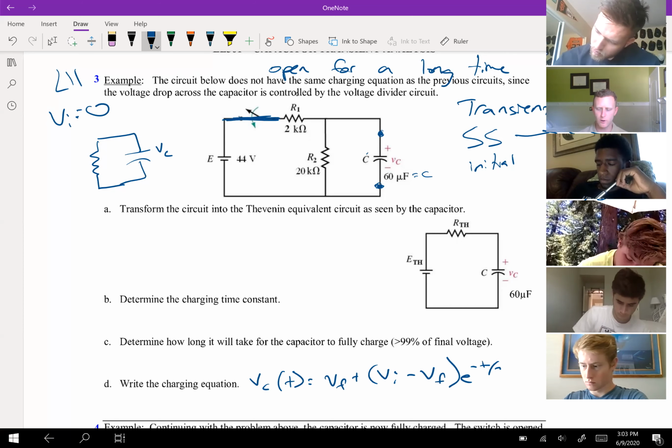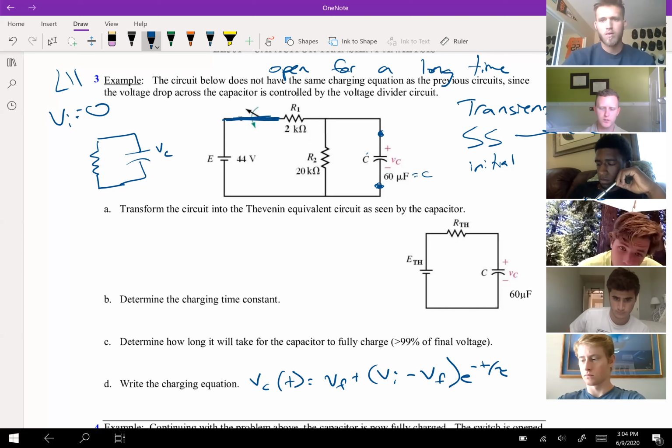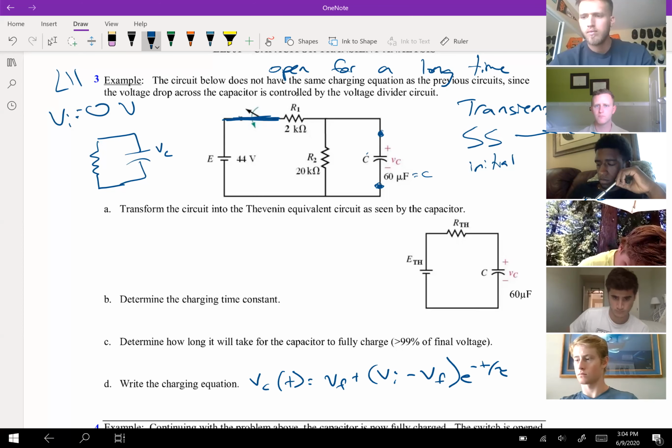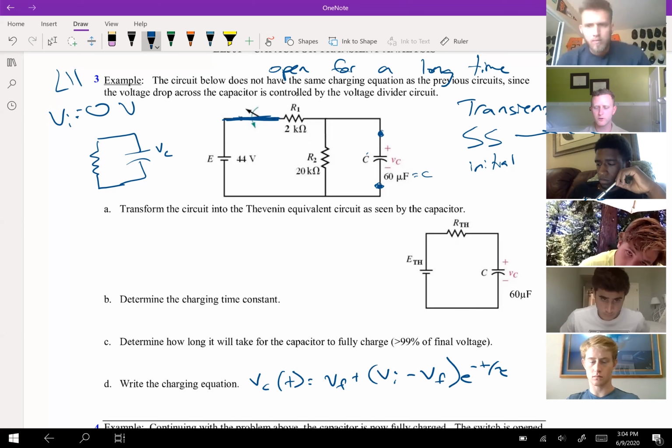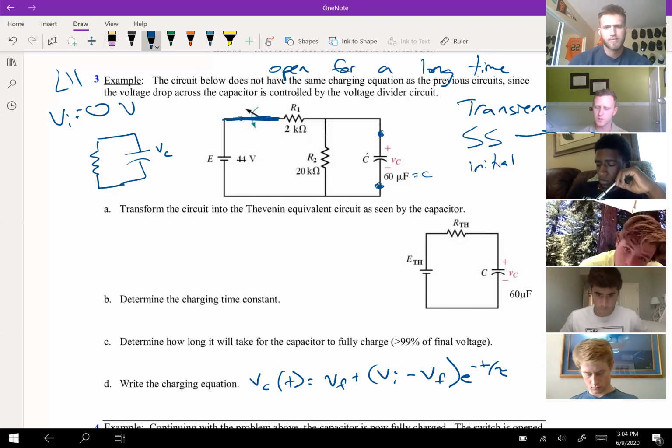E to the negative T over tau. And what we're going to do is just solve for each of these parts. Well, we already know V initial equals 0 volts. Check, got that one. So now let's find V final. The reason we're doing this is so that we get the R Thevenin, but the E Thevenin will also essentially be that V final.